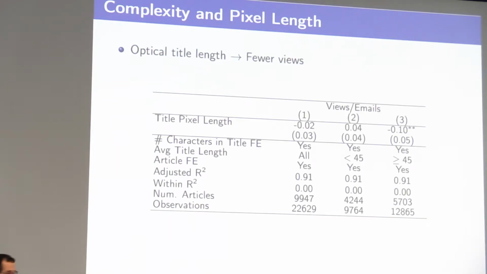And when I control for the number of characters in your title, and I look at, in the third regression on the third column, only titles that are all longer than 45 characters, so I'm looking at long titles, there I get the same magnitude with just the pixel length variation. And it's hard to then tell the story again about pixel length capturing differences in information content or whatever.